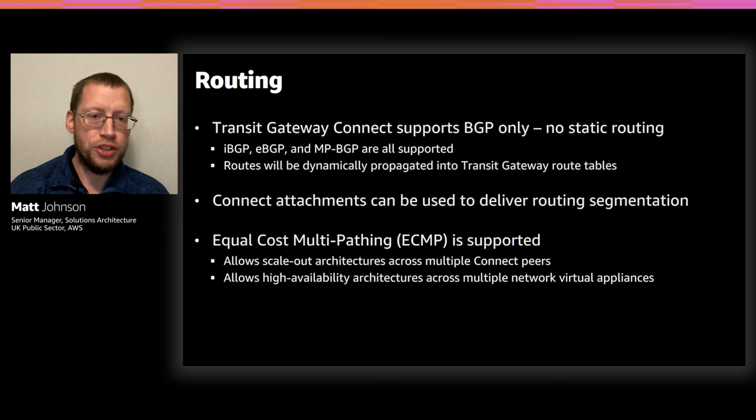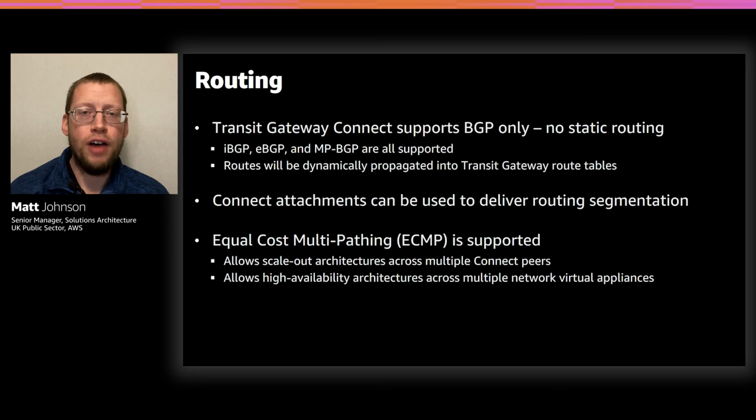We'll start with the routing because this is core. A key thing to call out is that Transit Gateway Connect supports BGP only. So we don't support static routing between the SD-WAN appliance and Transit Gateway Connect. However, it's worth pointing out that internal BGP, exterior BGP, and multi-protocol BGP are all supported. The reason we do this is so that the routes will be dynamically propagated from the SD-WAN appliances into the Transit Gateway route tables.